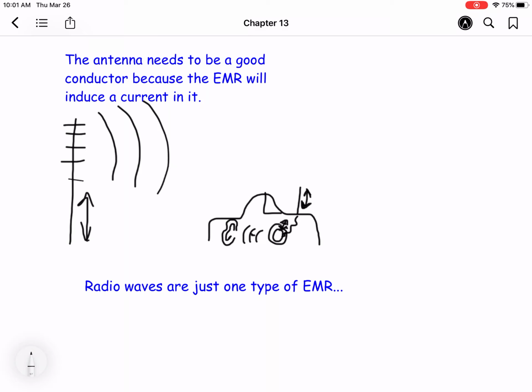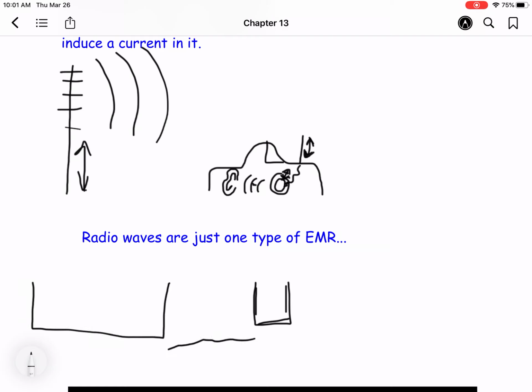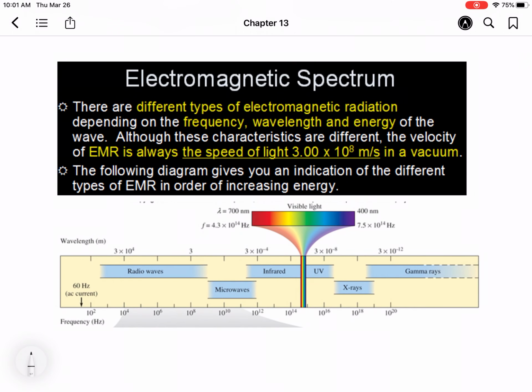So they discovered radio waves, but then people started researching. If we know light is one type of EMR, and radio waves are EMR, what we figured out was that light fits in this frequency box, and radio waves fit over here. Well, there's got to be stuff in between. And then they started discovering, what if there's stuff even beyond? And so we get what's called the electromagnetic spectrum. There are different types of electromagnetic radiation depending on the frequency, wavelength, and energy of the wave.